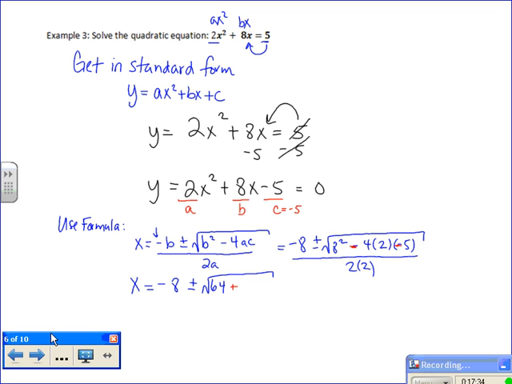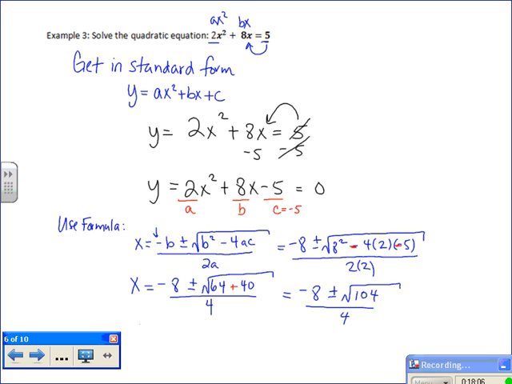Okay, and 8 times 5 is 40. So I've got 40 inside plus 40. Okay, all divided by 2 times 2, which is 4. Let's work across the page here. Let's simplify that radicand down. So inside the square root symbol, I have 64 plus 40, which is 104. Okay, and it's all divided by 4.